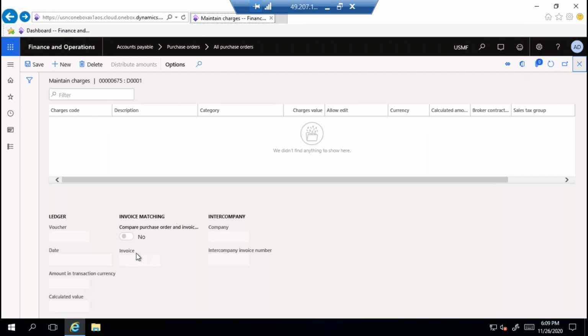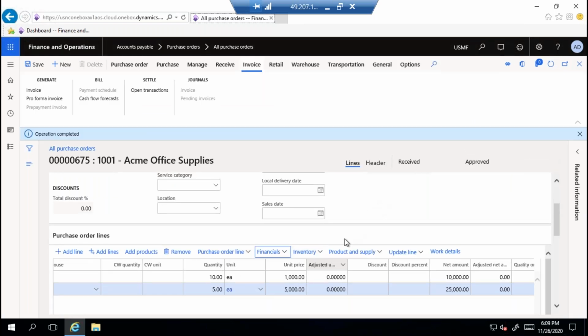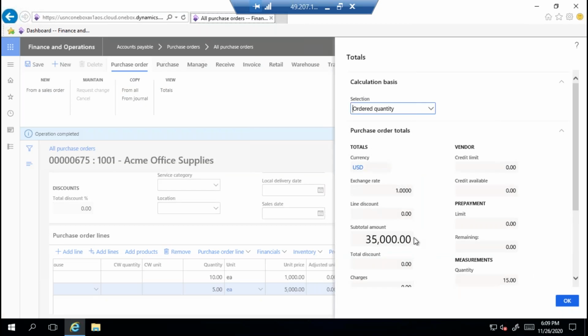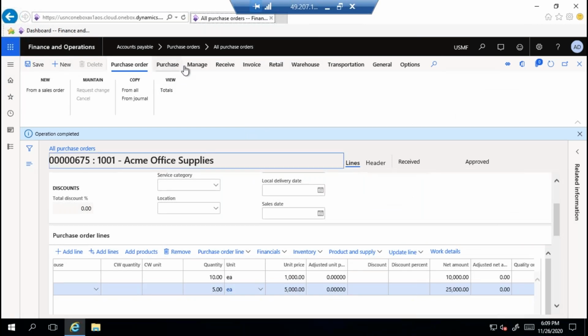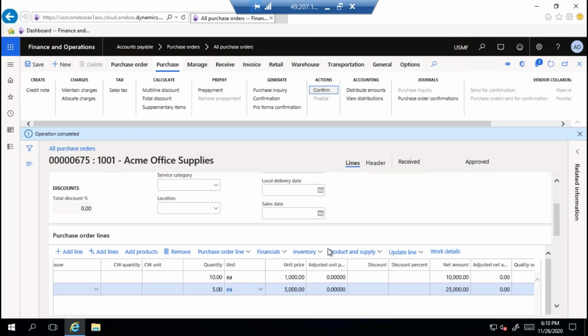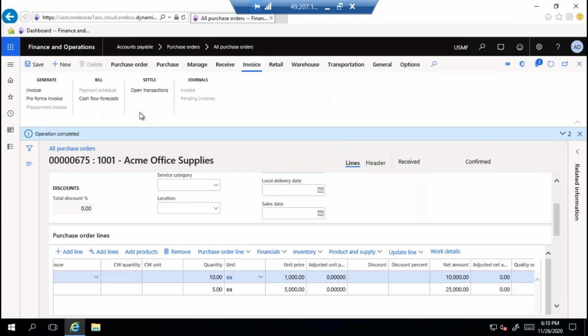Okay, fine. Now, if you verify the total, it is 35,000 only, the total amount. Fine. Now I need to do confirmation once again because I have changed some amounts. Definitely I need to do a confirmation. Now invoicing is happening.